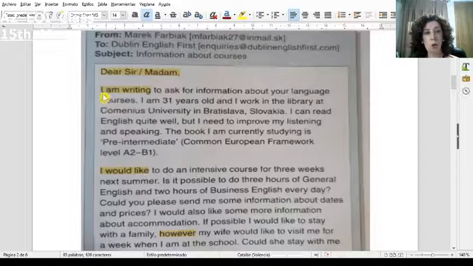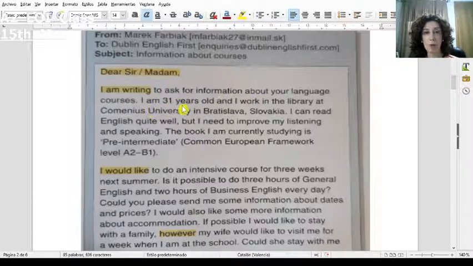Look, no contractions. I am writing to, mireu, purpose, finalitat. Hem de començar sempre una carta formal o informal, no igual, dient la raó per la qual esteu escrivint, el purpose que donarem, to més infinitiu, val? La finalitat. Per tant, I am writing to ask for information about your language courses.